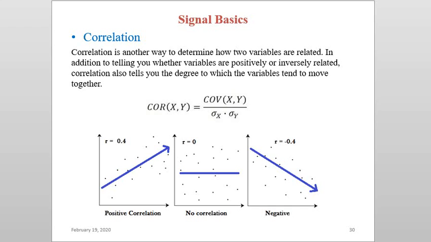Correlation is also quite similar to the covariance section. This one is the diagram for positive, negative and no correlation, and this is the formula of correlation.